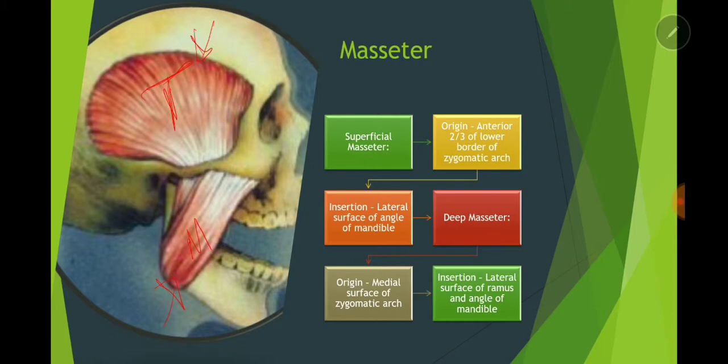So, and this is the reason when somebody has a fractured zygomatic arch, their opening is going to be limited because it hurts when they open. All right, because when they try to open, the masseter pulls onto the broken zygoma, and so it hurts, so they stop opening. All right, so because the superficial head of masseter attaches onto the anterior two-thirds of the lower border of the zygomatic arch, and it inserts onto the lateral surface of the angle of the mandible.